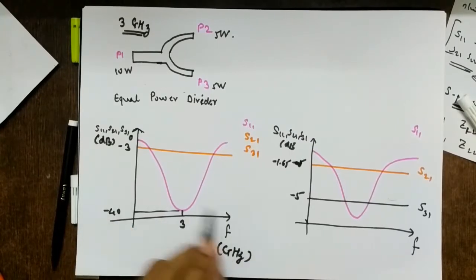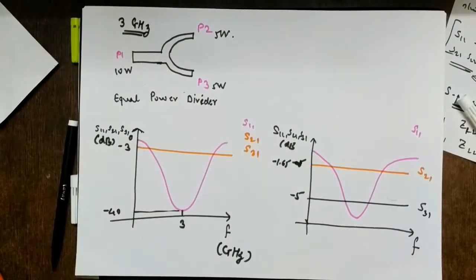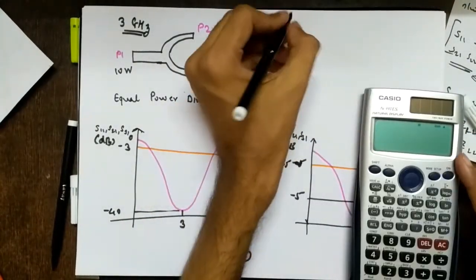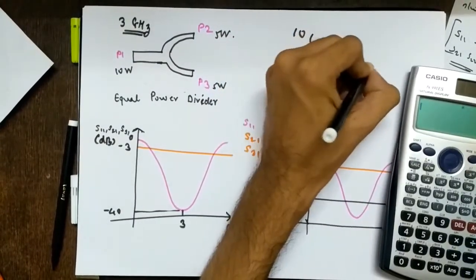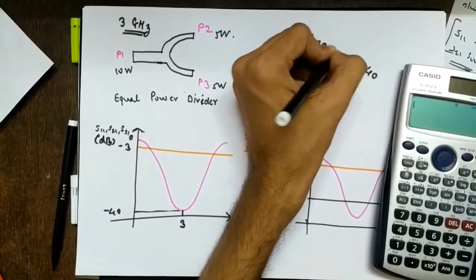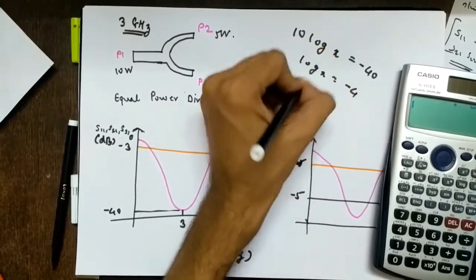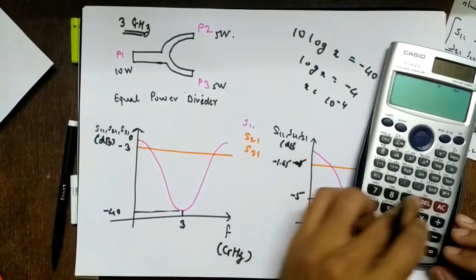Minus 40 dB. Usually if you are using any commercial software, or almost all software, these S parameters will be given in dB and they will be in terms of power. So minus 40 dB will be what in normal scale? If you don't know: 10 log x equals minus 40. We want it in normal scale, so x represents the normal scale. So log x equals minus 4, so x is 10 raised to minus 4. So 10 raised to minus 4 is how much?